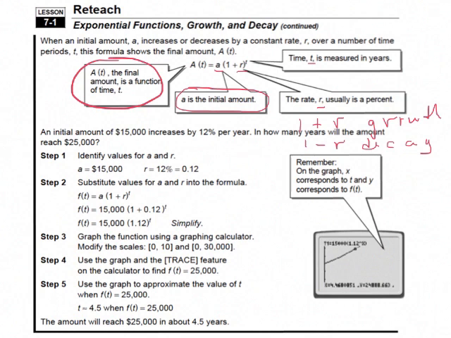Now, let's read what it says here. It says the initial amount of $15,000. Okay, what is your A value? A is the initial amount. That means A is going to be what? Yes, that's right. It's going to be $15,000.